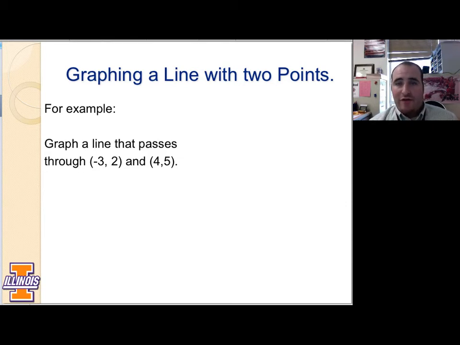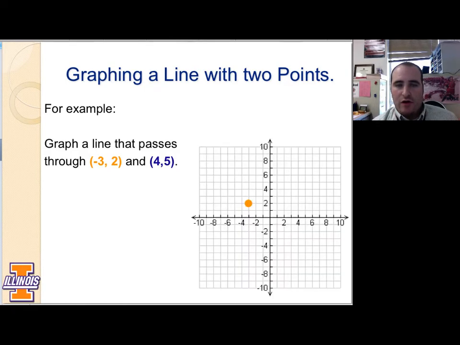So like I said, graphing a line with 2 points is the easiest thing to do, because in order to create a straight line, all you need is 2 points. If they give them to you, all you got to do is know how to graph points. So in this example, they give us the points negative 3, 2, and 4, 5. On our graph, we're going to first plot negative 3, 2, which is here in orange, and then plot 4, 5, which is shown in blue.